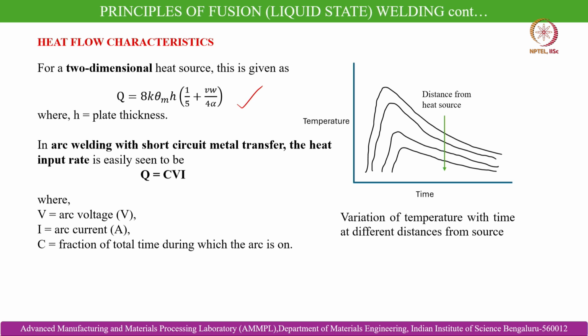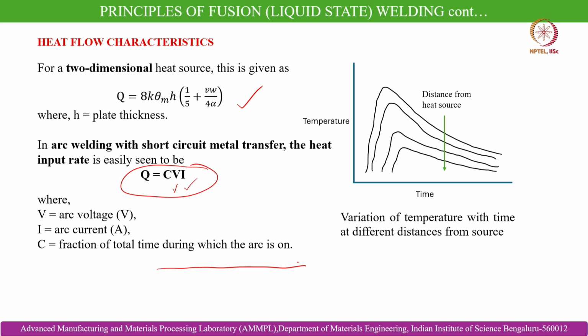In arc welding with short circuit metal transfer, the heat input rate is easily seen to be Q is equal to CVI. This is the rate of heat input, where V is the applied voltage or arc voltage, I is the arc current in ampere, and C is the fraction of total time during which the arc is on.